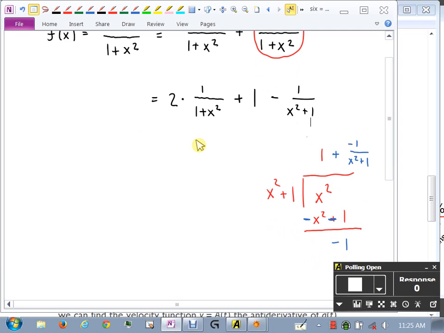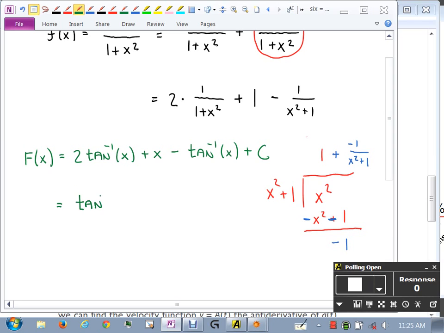So let's actually get our antiderivative now. Capital F of x will be 2 arctangents of x plus x minus what? Arctangent of x plus a constant. And I can combine like terms here, right? I have 2 arctans and take away 1 arctan, so that's just arctan of x plus x plus c.